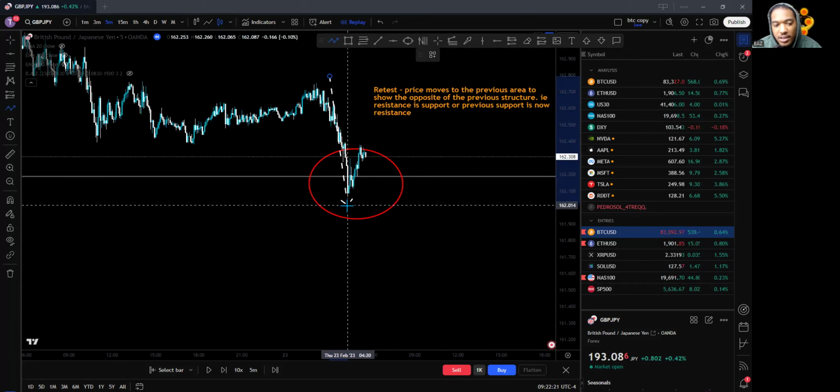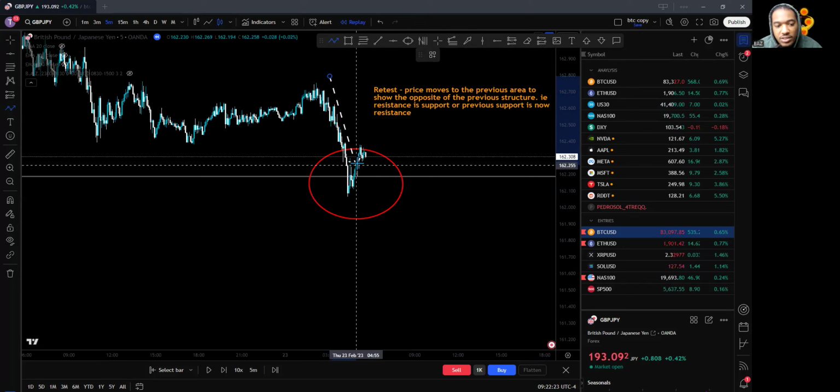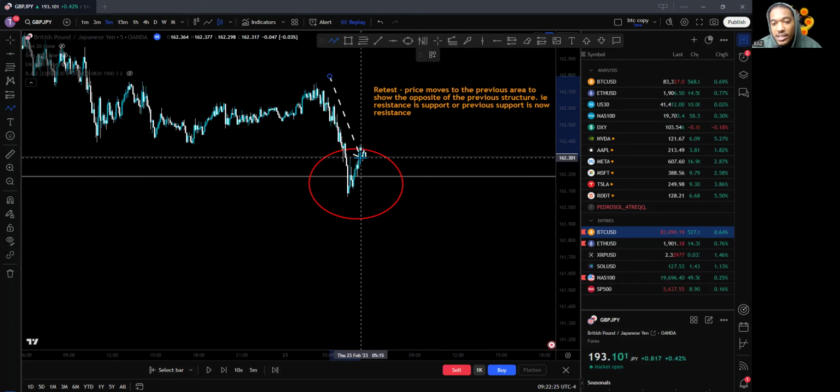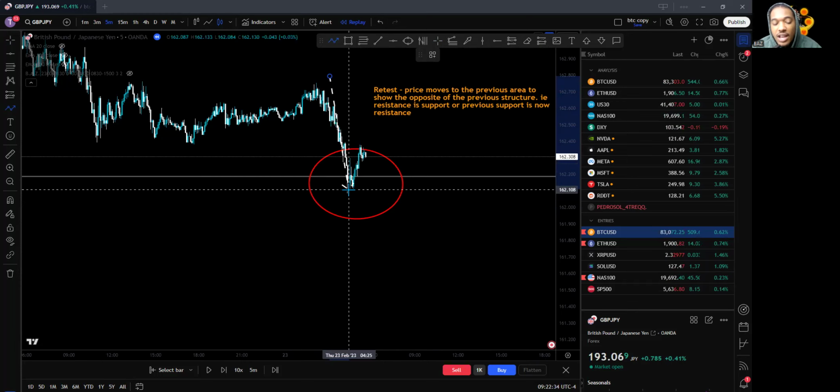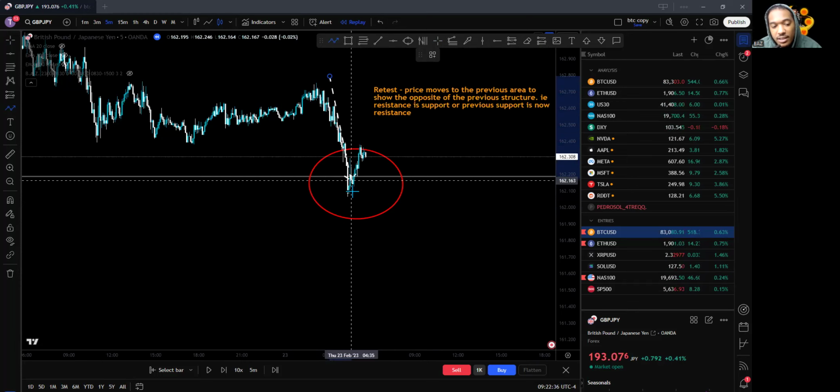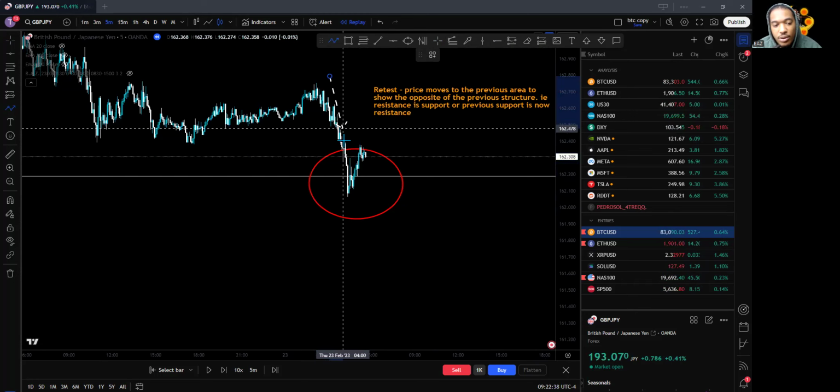Which is okay, because right after it broke down below, we can see it came right back up. And again, we're looking at the 5 minute time frame, which is going to be a little bit different than what it looks like on higher time frames. But for this, we're looking for this rejection.